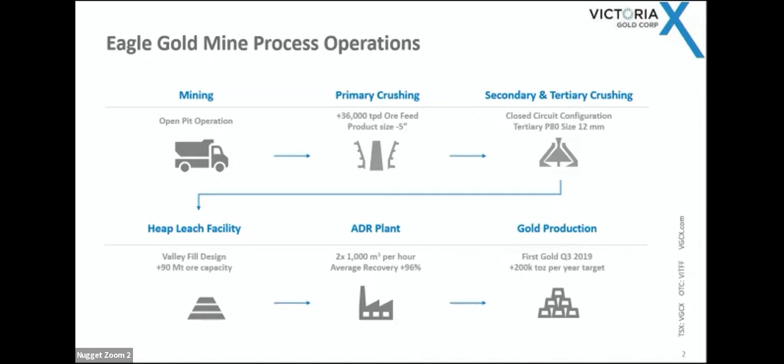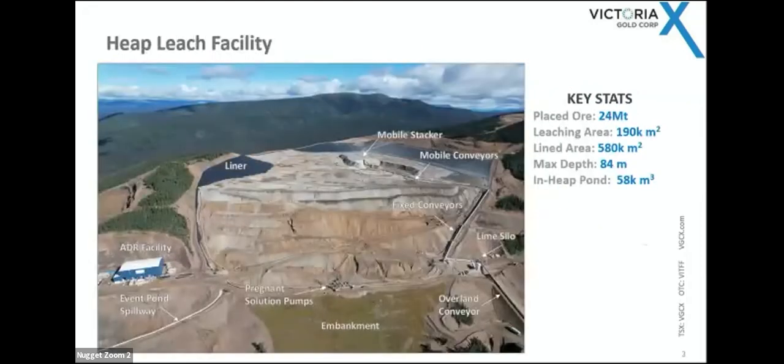It's leaching operations supported by an ADR plant. It has two 1,000 meters cubed per hour trains flowing across the heap. Average recovery about 98% inside the ADR. And first gold was poured in Q3 of 2019. And since then, it's kind of grown to target around the 200,000 ounce per year mark. So it's a quick summary of the operation.